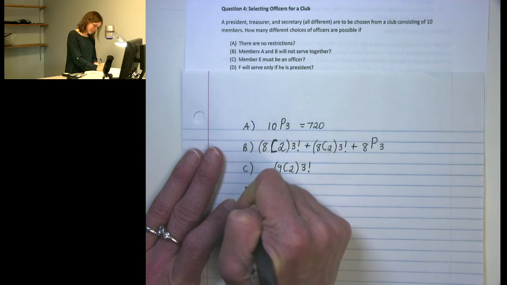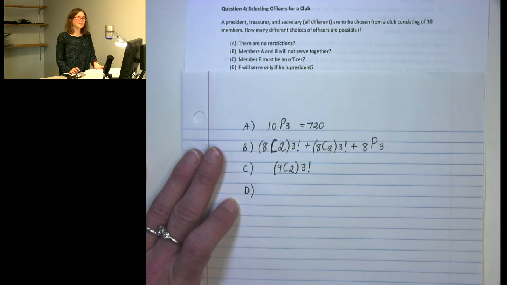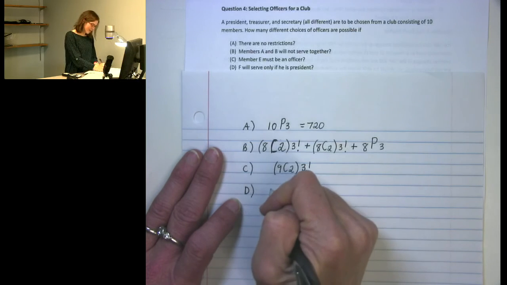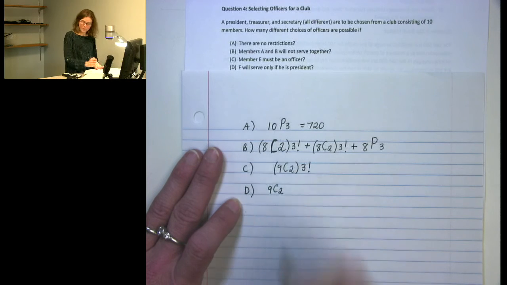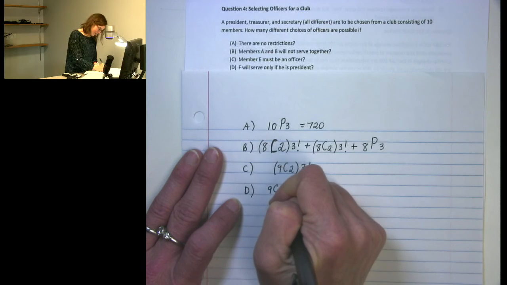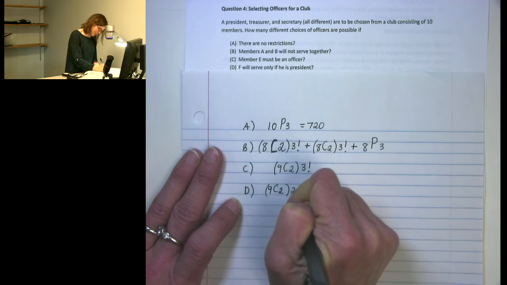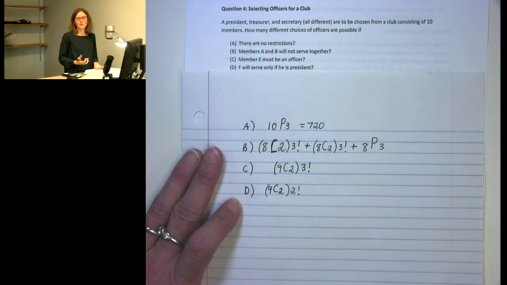And the last part, F will only serve if he's president. If F will only serve as president, there are sort of 2 possible scenarios. F serves as president, in which case there are 9 choose 2 other people that are going to be chosen. And they now are going to be permuted into only 2 possible positions because we know F has to be the president. Right? So we multiply that by 2 factorial. So those are the number of ways we could have F serving as president and 2 other people.